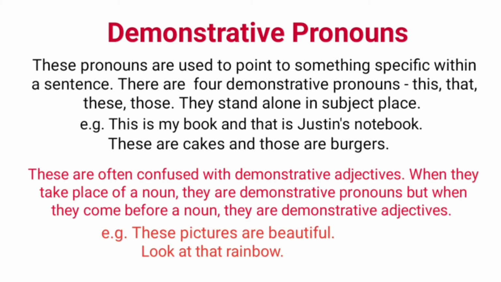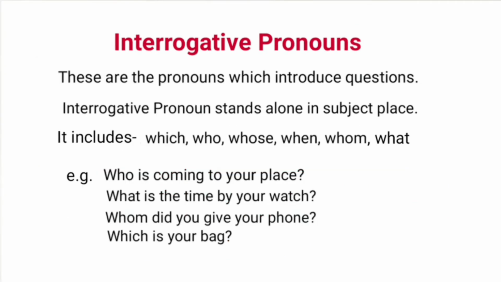For example, these pictures are beautiful. Here, these comes before pictures, which is a noun. So, these is a demonstrative adjective here. Similarly, in the next example, look at that rainbow. That comes before rainbow, which is a noun. So, that is a demonstrative adjective here. You have to take care of this while differentiating between demonstrative pronouns and demonstrative adjectives.